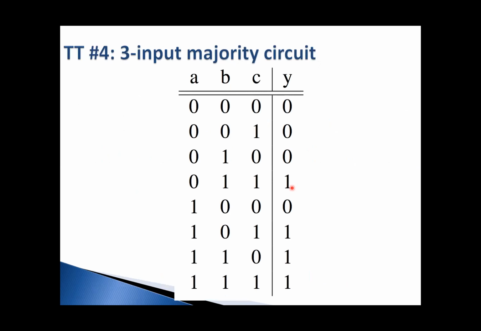All right. The other example is majority. What does that mean? When I have at least 2 ones, then you have a true. So this is called majority. Here, no ones, false. Only 1 one, false. Only 1 one, false. 2 ones, true. 1 one, false. 2 ones, true. 2 ones, true. 3 ones, even better, true. So this is the majority logic.